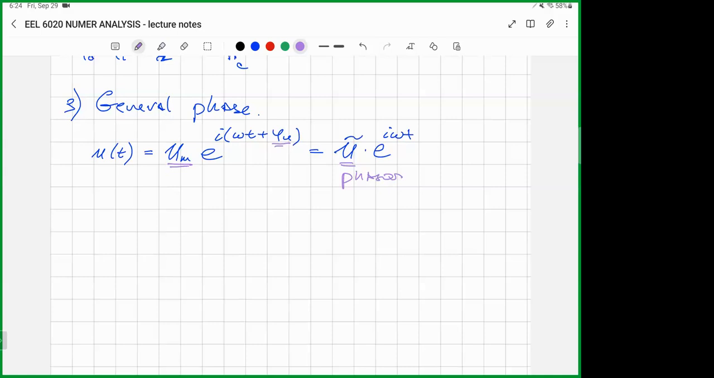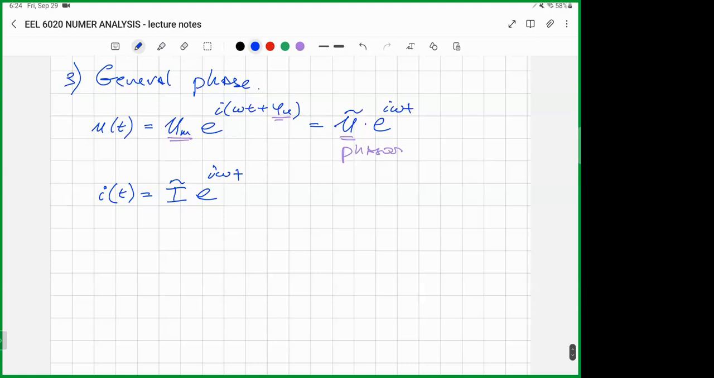phasor. And the same way, we can write the phasor form for the current. So it's going to be something like current tilde times e to the power of i omega t. So it's a phasor form for the current.